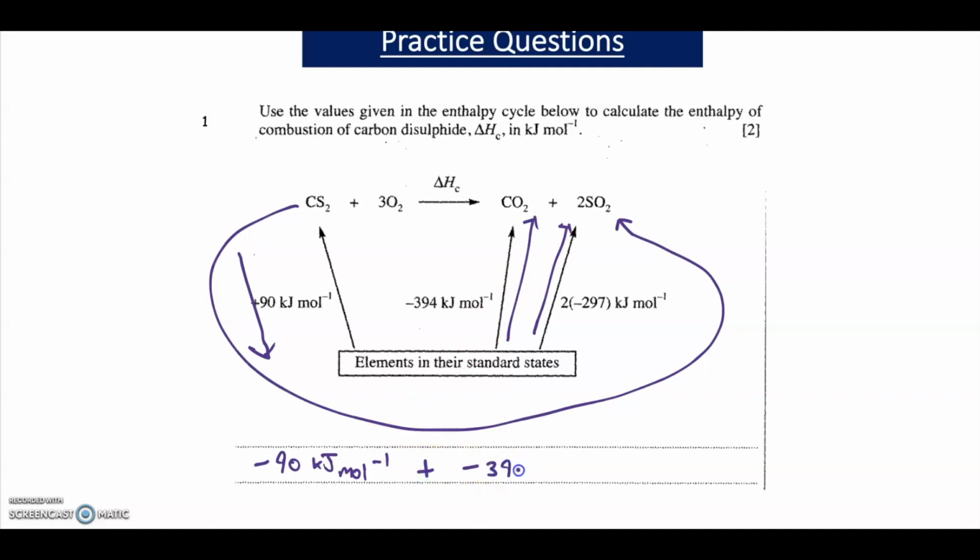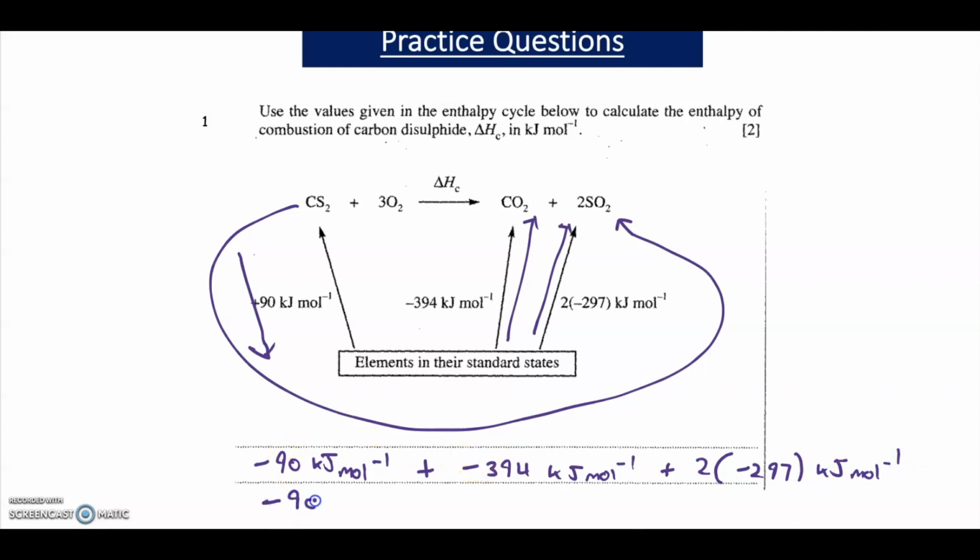So it would be minus 90 plus minus 394. I don't have to change the sign of this value because it's in the same direction as I want to go. And then I have to add it to 2 lots of minus 297. And once again, I don't change the sign of that value because once again, the arrow is pointing in the direction I want to go.